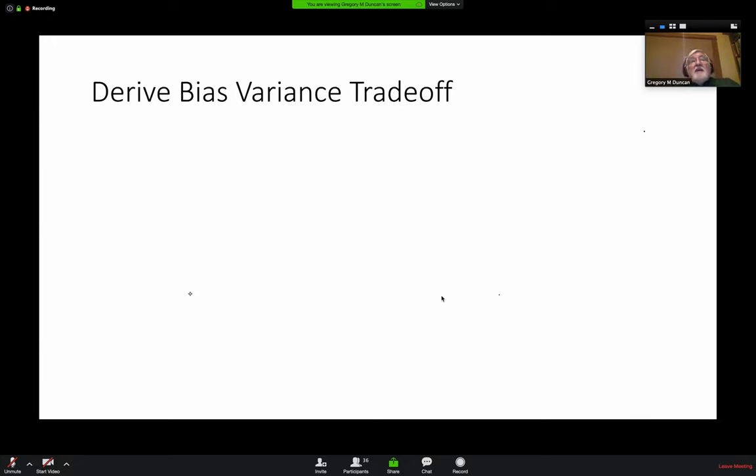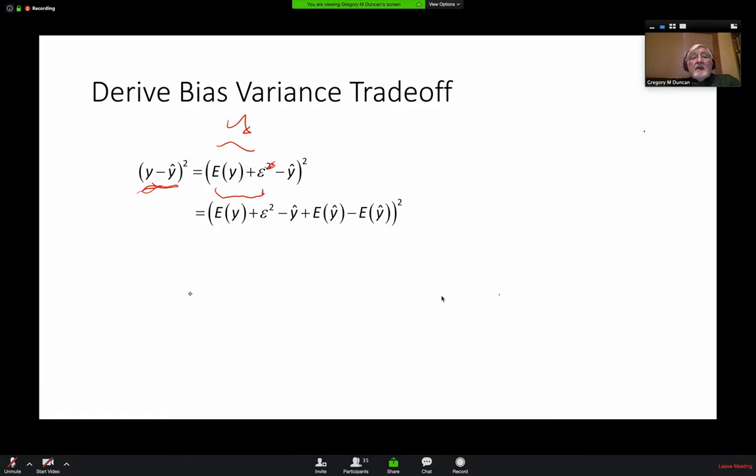So now what I want to do is talk about an equation that we're going to spend a huge amount of time on. This is not something you would need to do for a final, but I want you to see how it's done, particularly those of you who are going to go to grad school. Here is a squared residual, okay? And I can always plug y in. So y minus y hat is the expected value of y plus the error, minus y hat, quantity squared. And now what I can do is add and subtract the expected value of y hat. That's zero, right? So that doesn't change anything.